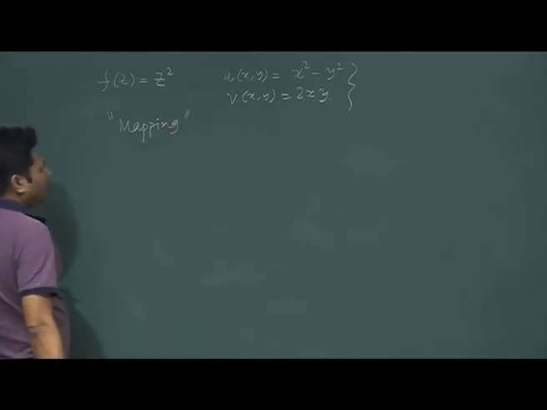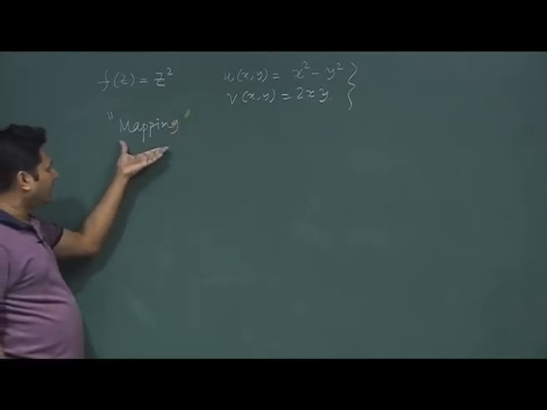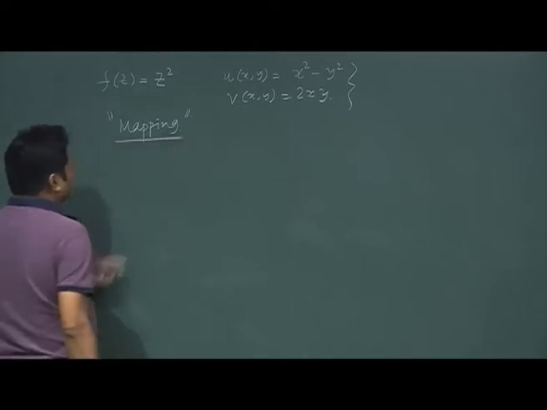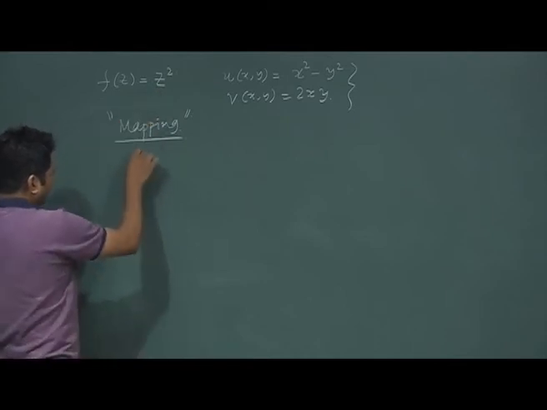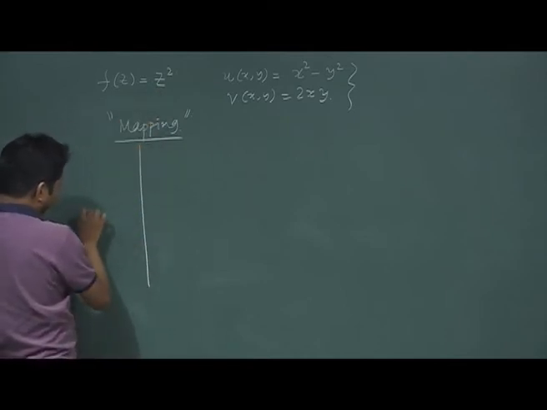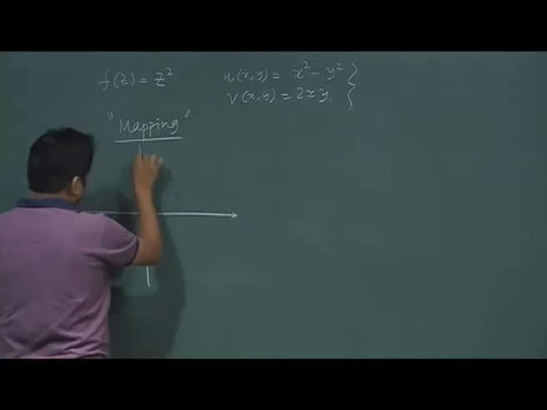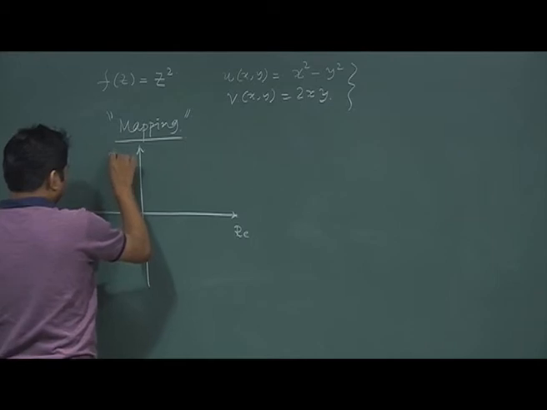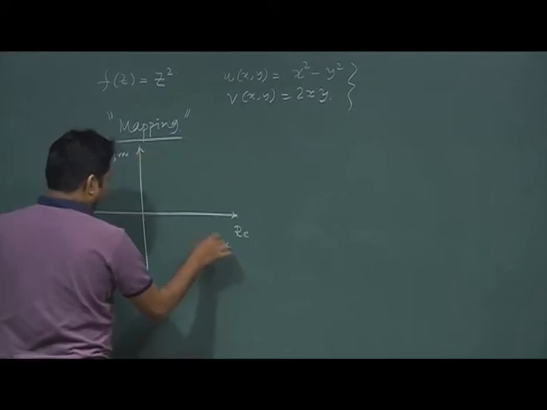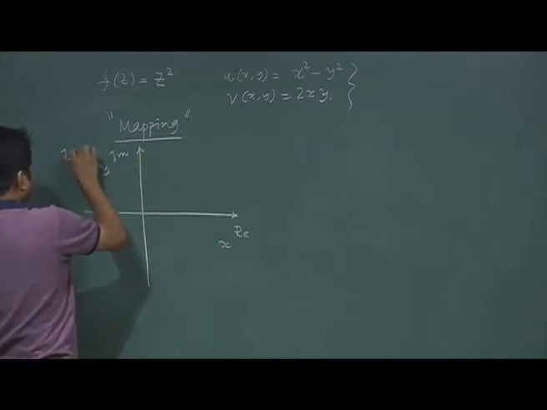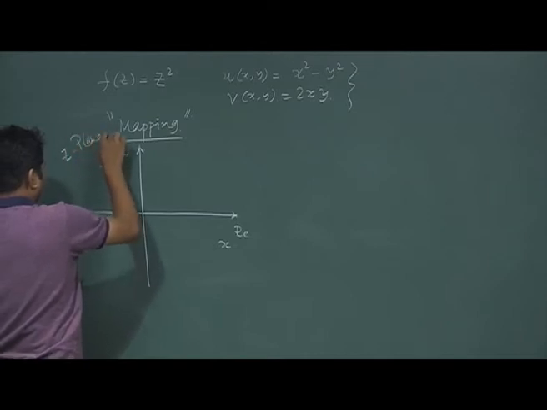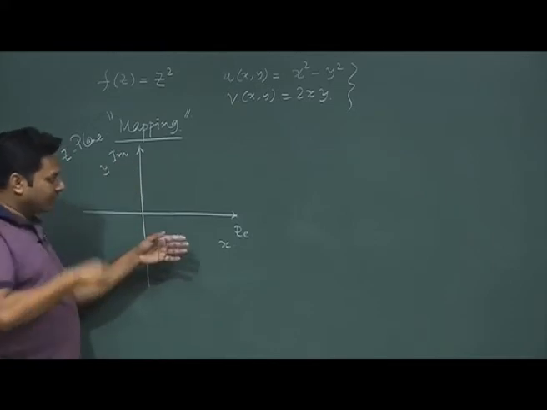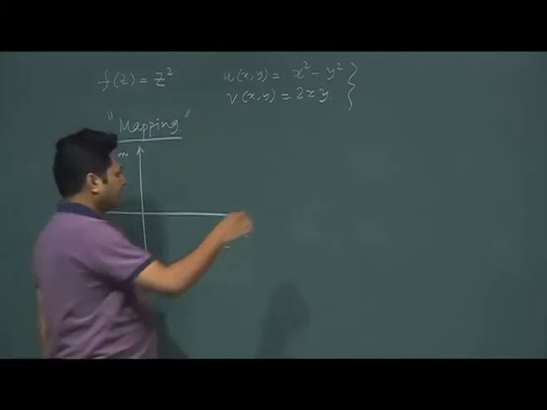So what I will do in this mapping procedure is that my z variable is changing. So in the z plane I will vary my point, real and imaginary, which is x and y. This is my z plane, and I will try to find out that if the z point is varying here, how things are changing in the w plane.